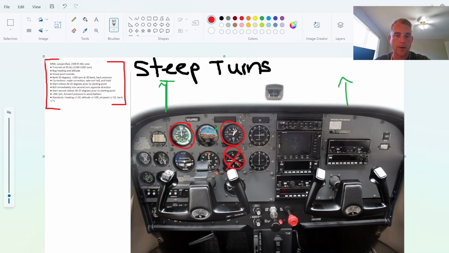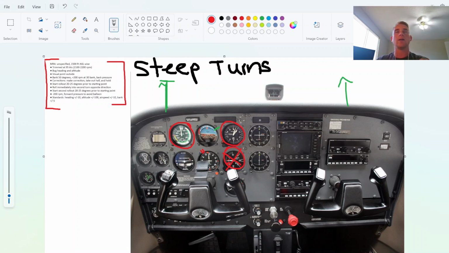Make sure your heading is bugged. And then at about right here, I start slowly going back to wings level and immediately go back to the opposite side, okay? As I go back to the opposite side, depending on atmospheric conditions, I may have to pull out a teeny tiny bit of power, around 100 to 200.